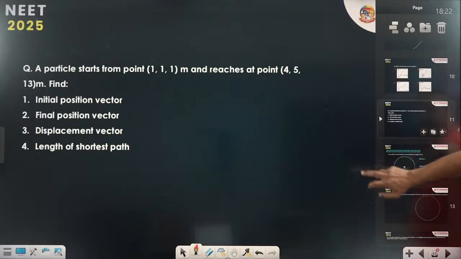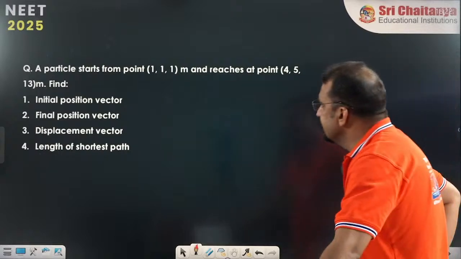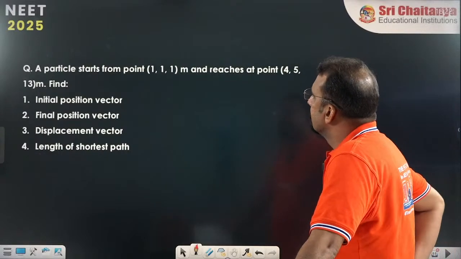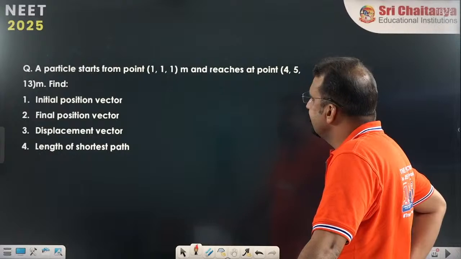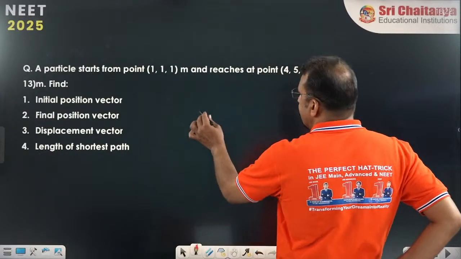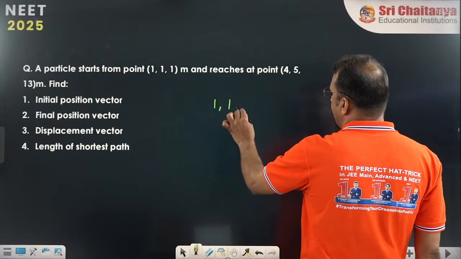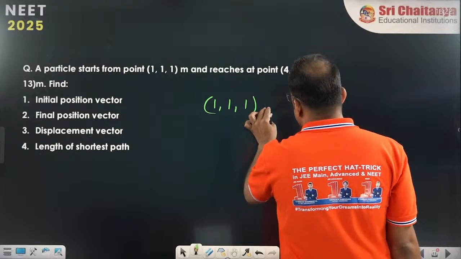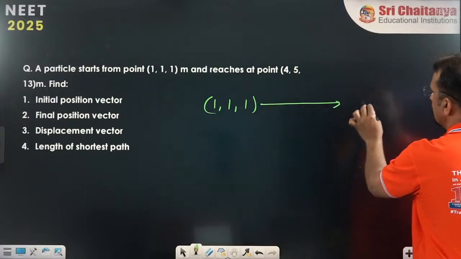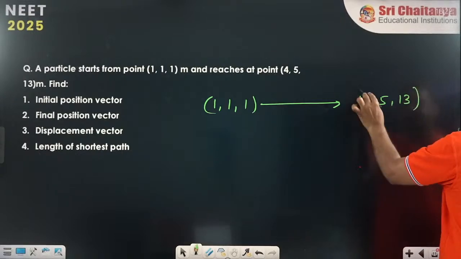Yeah, this is a question for your basic knowledge. Do it fast. If a particle starts from point (1, 1, 1) and reaches point (4, 5, 13). What is given? The initial position is given as (1, 1, 1) and it is moving from (1, 1, 1) to (4, 5, 13). These are the points.